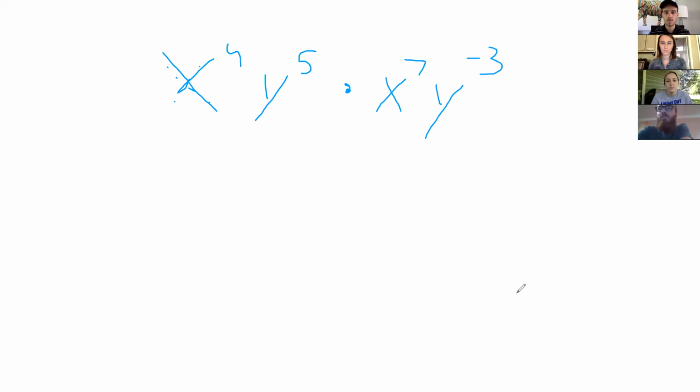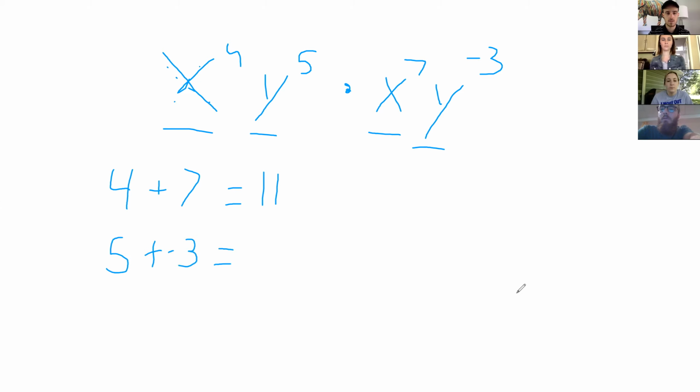Sure thing. So like before, we have the same bases. We have the two x's and the two y's. So I'll start with the x's. So you have 4 plus 7 gives you 11. And then you have 5 plus negative 3 gives you 2. And since we have the same bases, we could just add the exponents. So then the answer would be x to the 11, y to the 2.